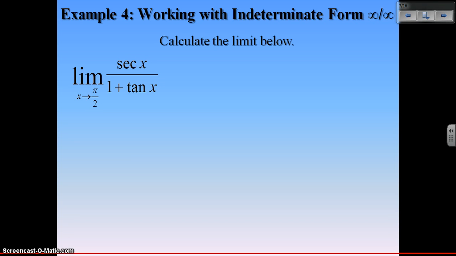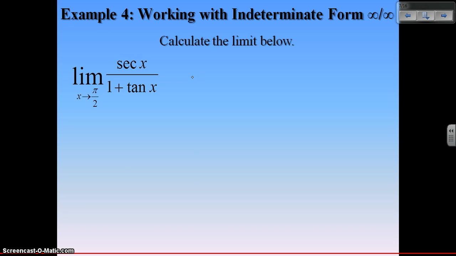Alright, our next problem. We have a problem this time of the form infinity over infinity. Ladies and gentlemen, this is the second of the most common indeterminate forms, the first being 0 over 0. We're going to calculate this limit: the limit as x approaches pi over 2 of secant over 1 plus tangent.